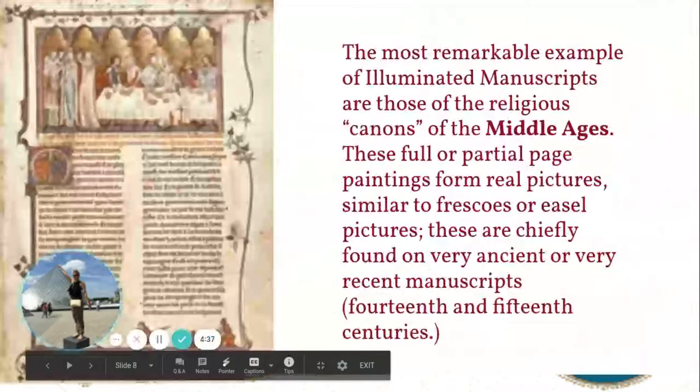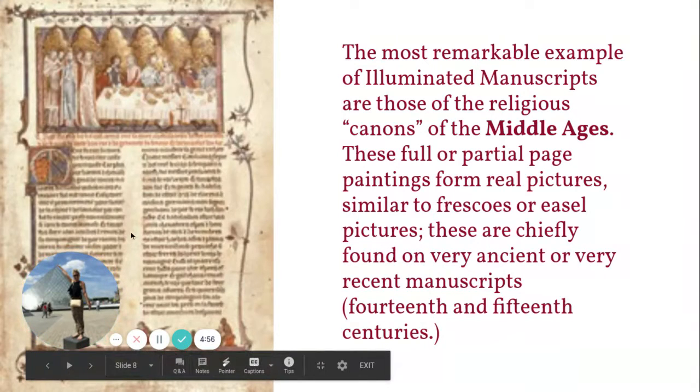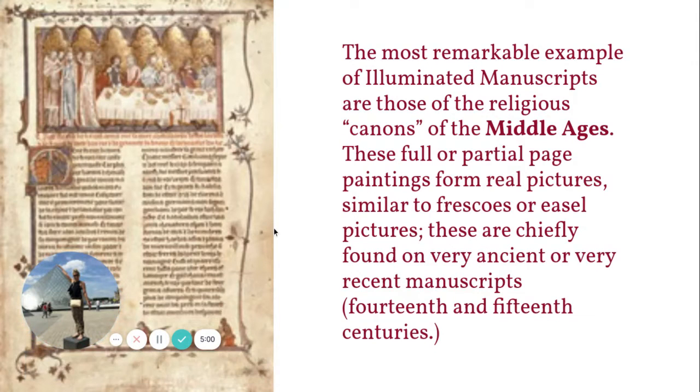And the most remarkable examples of illuminated manuscripts are those of the religious canons of the Middle Ages. These full or partial page paintings form real pictures similar to frescoes or easel pictures. These are chiefly found in very ancient or very recent manuscripts, 14th and 15th centuries. As you can see, this is, I think, an old page out of the Bible, the first letter, very decorated.